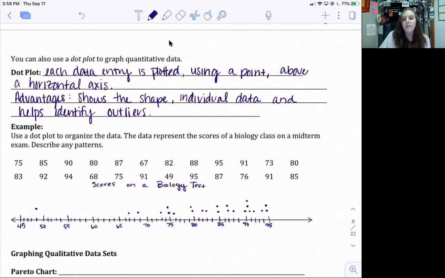Okay, the other thing that's easy to find from a dot plot is where your largest frequency is. So we could say that 91 was scored most often. Which we'll talk about in 2.3, that's called our mode.